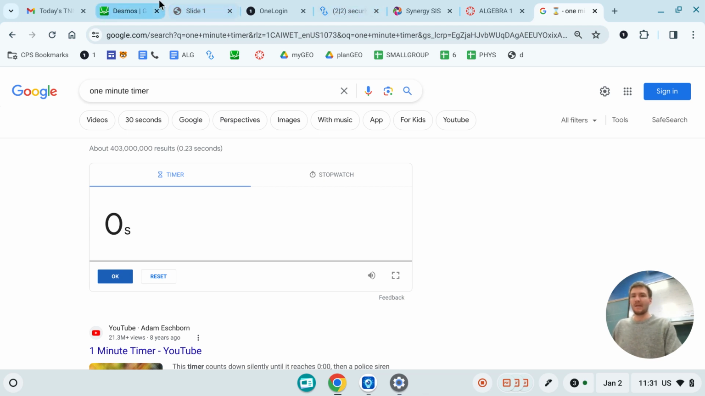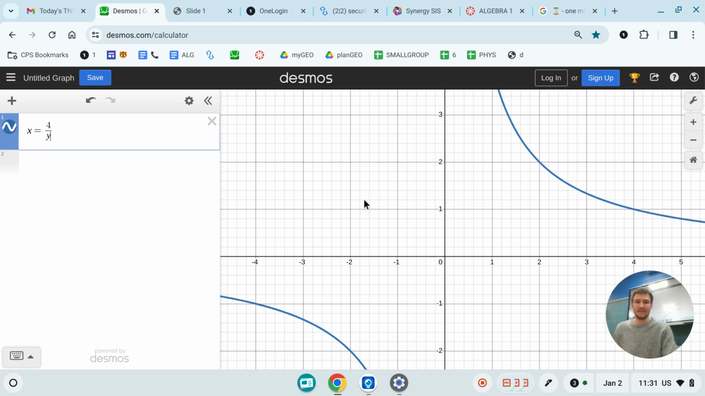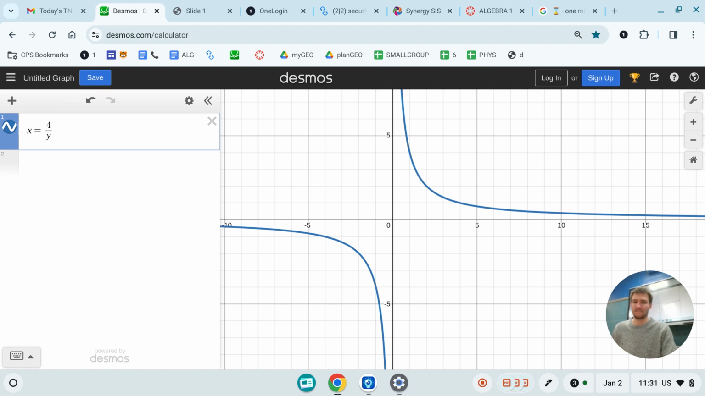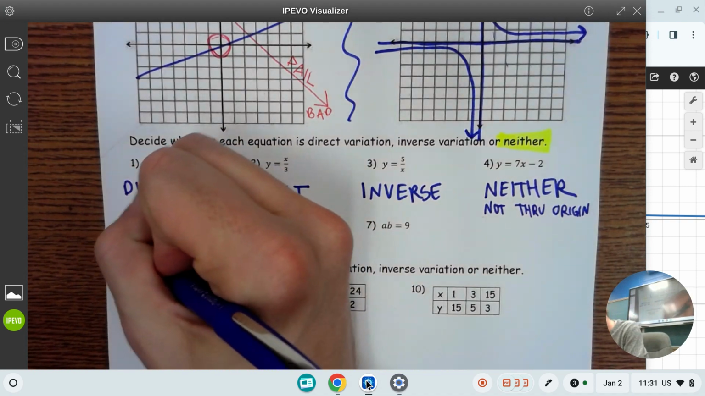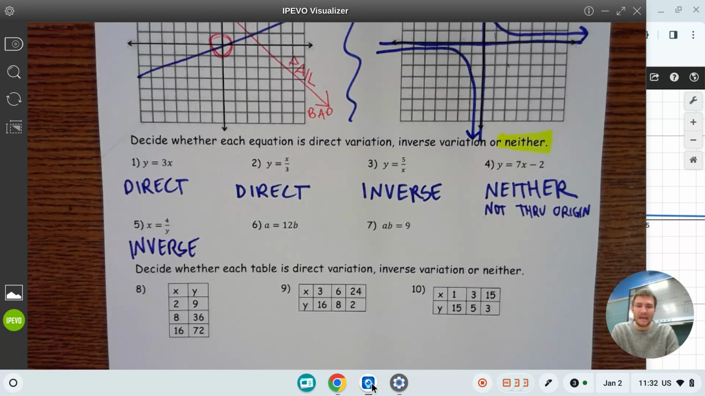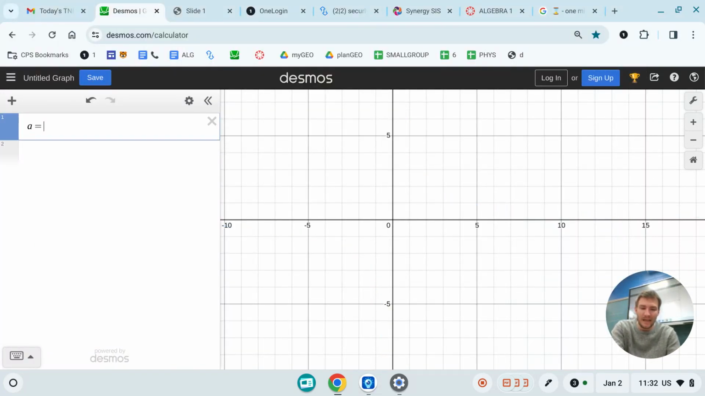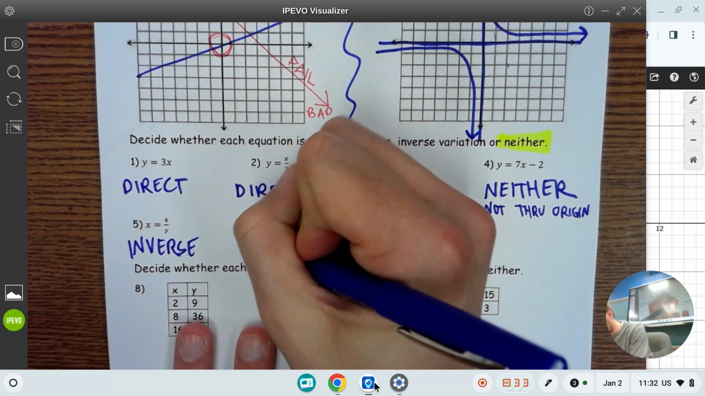Well, let's see. So for number 5, we got x equals 4 divided by y. How does this look? Inverse, obviously, right? I heard that the next one is direct. A equals 12b. Let's try that out. How does that look? Looks like a nice straight line. Does it go through the origin? Yes. I think that's looking good. That's direct.